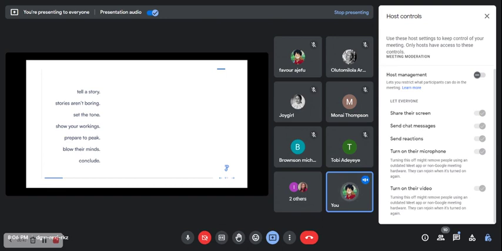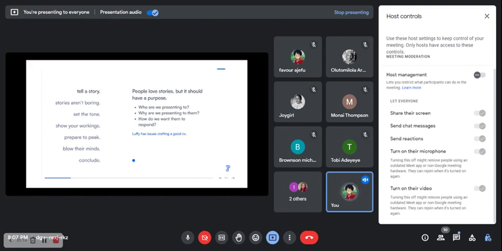We will divide it into different sections. The first one is telling a story, and the second, stories aren't boring. The third, sets the tone. Fourth, show your workings. Fifth, prepare to speak. Sixth, blow their minds, and then we finally conclude. So this is how we are going to structure the class today. Let's start from the first one.